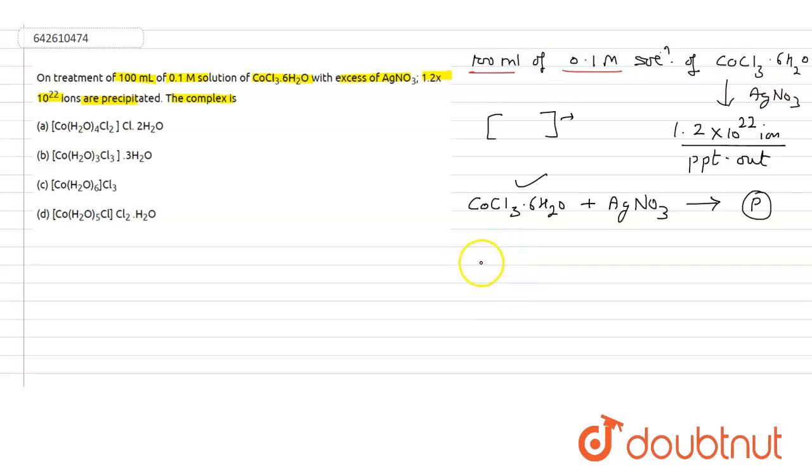As we know, molarity is equal to the number of moles of solute dissolved per liter of the solution. Instead of per liter of solution I can write 1000 divided by volume, where volume is in ml. From here I can find the moles, which comes out to be M multiplied by V divided by 1000.